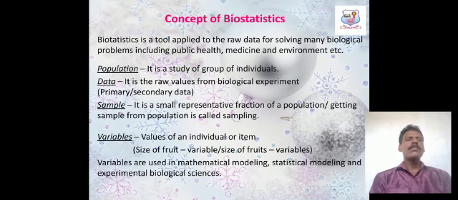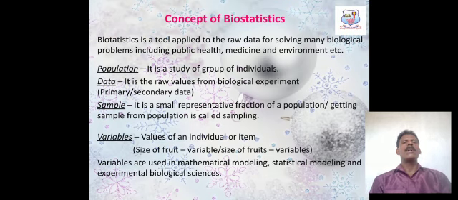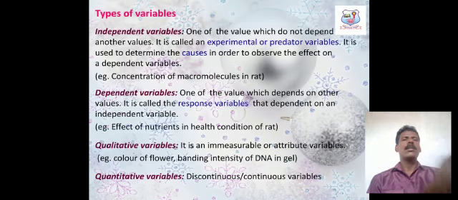For example, size of the fruit. We may get different sizes of the fruits as variables. Here each and every variable of the data is not the same. Okay, so you can consider the individual items as the variables. So variables are highly applicable for mathematical modeling, statistical modeling, and experimental biological sciences.